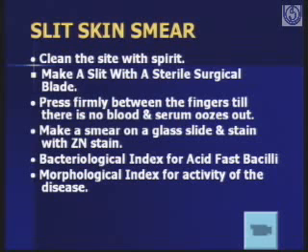The next is a slit skin smear. It is done for Hansen's disease. For a slit skin smear, you first select your site. Normally, you select the earlobes, the eyebrows, and one or two other sites where the lesions are present. You clean the site with spirit. You make a slit about 5 millimeters long and 3 millimeters deep with a sterile surgical blade. Then you keep pressing it firmly and wipe till there is no blood. Then you make a smear on a glass slide and stain with the Ziehl-Neelsen stain. This is done for the bacterial index for acid-fast bacilli, and you also use the morphological index for activity of the disease.